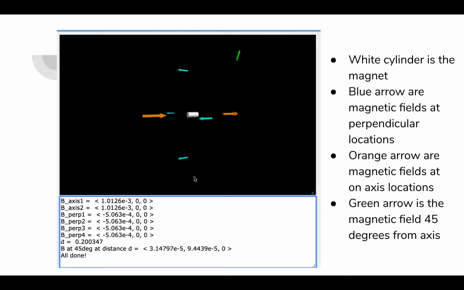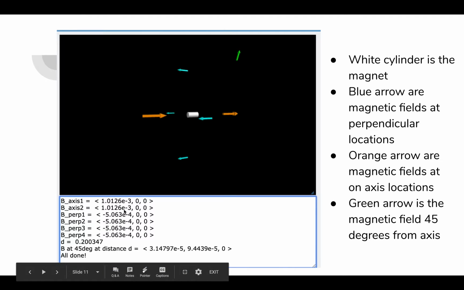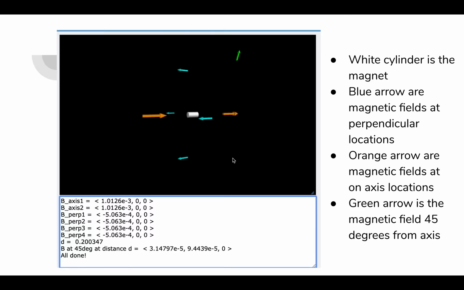So here's my model. As you can see, the white cylinder is the magnet, the blue arrows are the magnetic fields at the perpendicular location, the orange arrows are the magnetic fields on axis locations, and the green arrow is the magnetic field 45 degrees from axis. And I think it's interesting to note that the on axis field was actually double the perpendicular magnetic field, but it's opposite in direction, so that was really interesting.